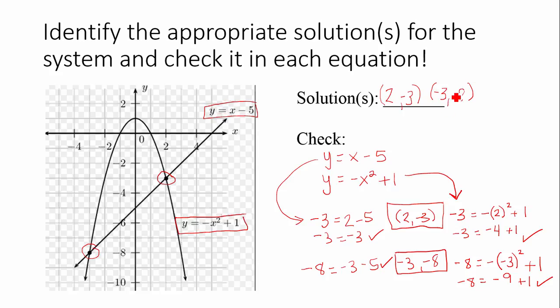So both of these are valid solutions. We are seeing what we think we see on the graph there. They are going to work in both of those equations.